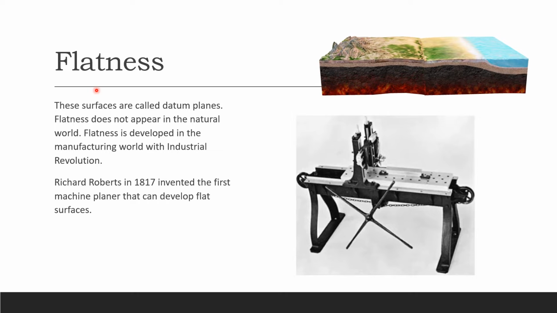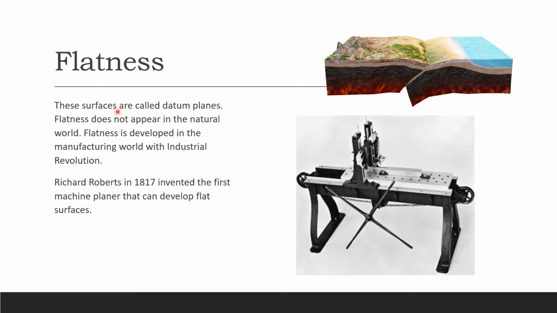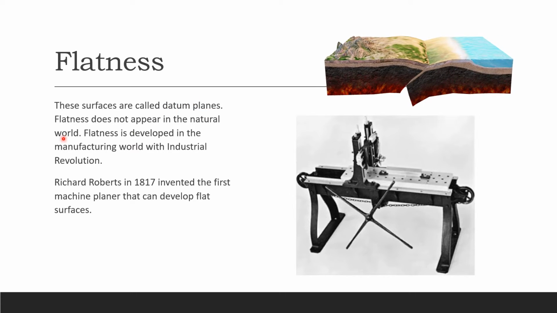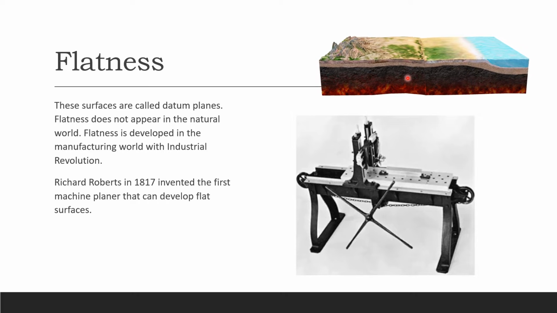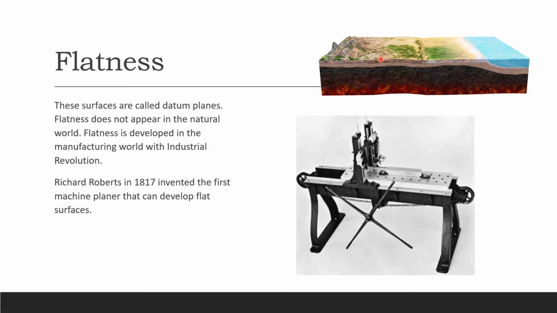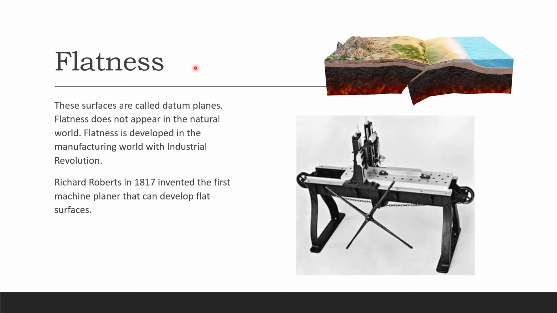If you think about flatness, we call these surfaces the datum planes because you put the object to be measured on these surfaces and get the data or values, therefore we call them datum planes. Flatness does not appear in the natural world, because it was entirely developed in the manufacturing world with the industrial revolution. You can't name one thing that has perfect flatness. Nature doesn't produce any of that.